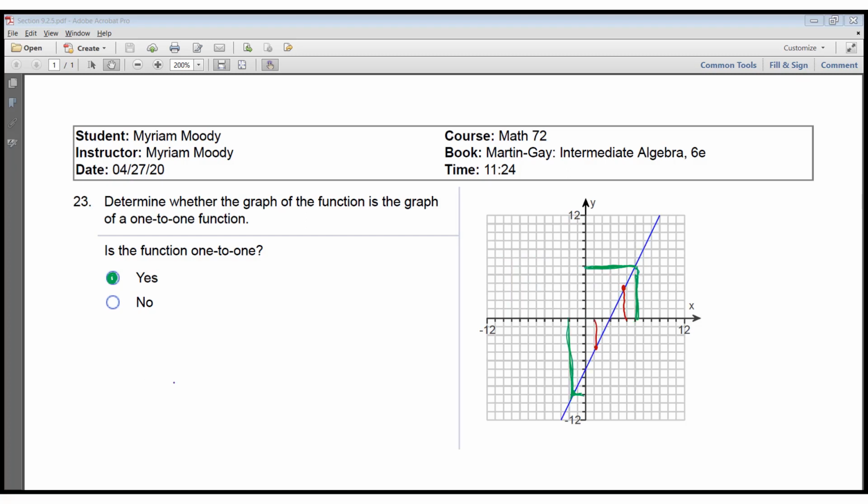Now, this last one. Here was a y value, and according to this graph, this was the only x that gave it to me. Here was a y, and that was the only x that gave it to me. Whereas on this one, this y value came from this x and this x. Definitely not one-to-one.